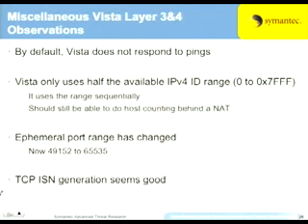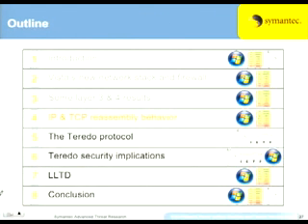Just a few miscellaneous observations from Vista. By default, it does not respond to pings, unlike XP, although if you turn on file sharing, it will. The IPv4 ID range, Vista only uses half of it for some reason or other. It only uses 0 to 7FFF. I think I did one too many Fs there. And it does use the range sequentially, so it still should be possible to do host counting behind a NAT. And the ephemeral port range has changed. The default is 49152 to 65535, which is different than XP. You can change that manually in netsh.